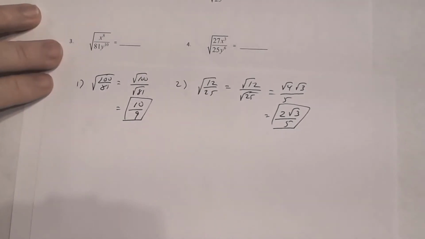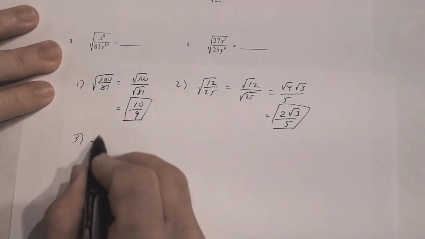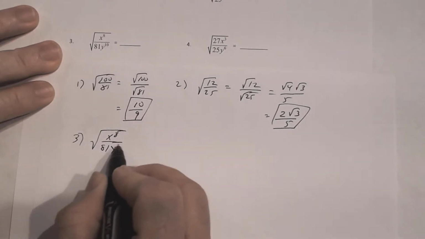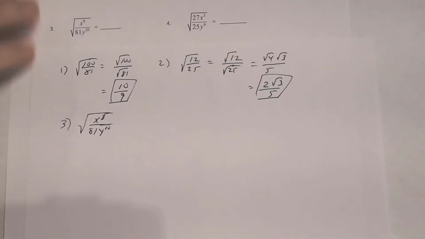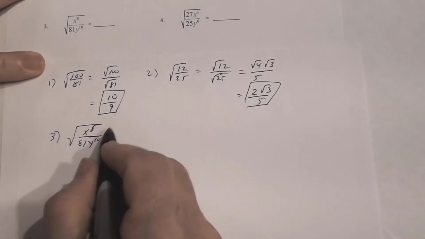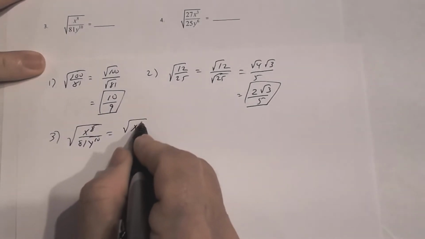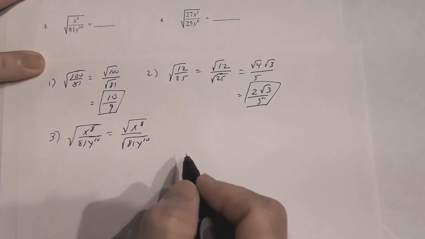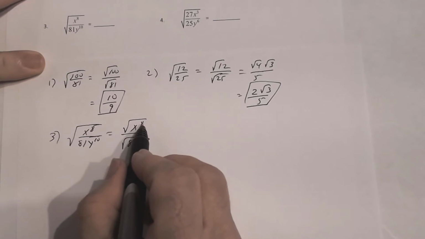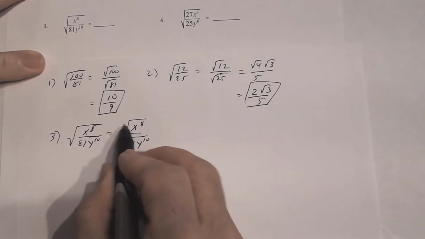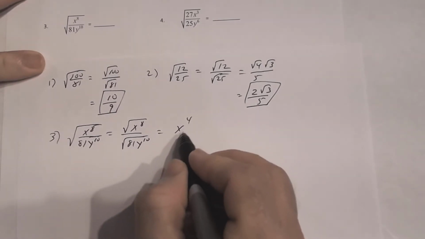All right, number 3, we have the square root of x to the 8th divided by 81 y to the 10th. All right, so again, using the quotient rule, I'm going to rewrite this as the square root of x to the 8th divided by the square root of 81 y to the 10th. Now the numerator is easy because that exponent is even. You're dealing with square roots, so the index here is 2. So 8 divided by 2 is 4, so it's going to be x to the 4th.